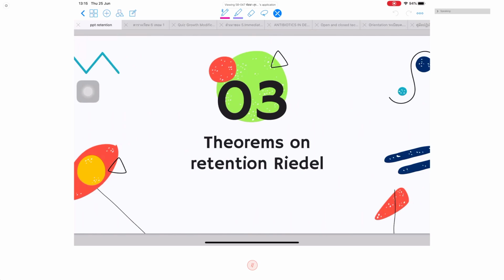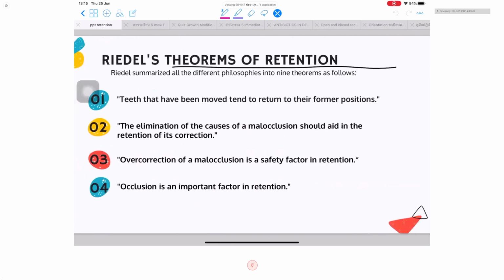First topic is the theorems on retention, Riddle. Riddle summarized all the different philosophies into 9 theorems as follows. Theorem 1. Teeth that have been moved tend to return to their former position. This has been corroborated by various researchers, suggesting influences include muscle imbalance, apical base, transseptal fibers, and bone morphology.